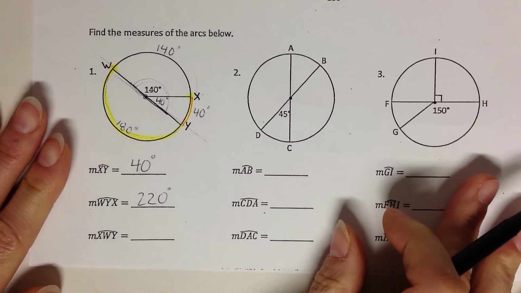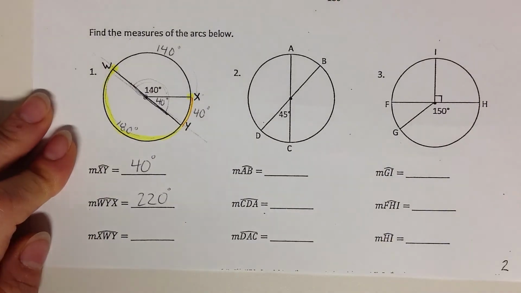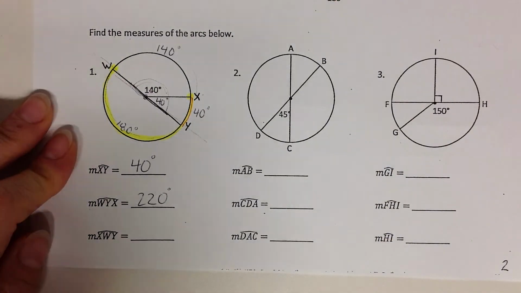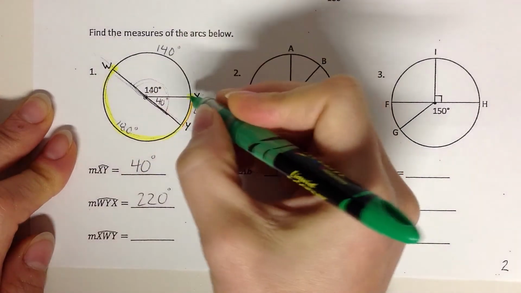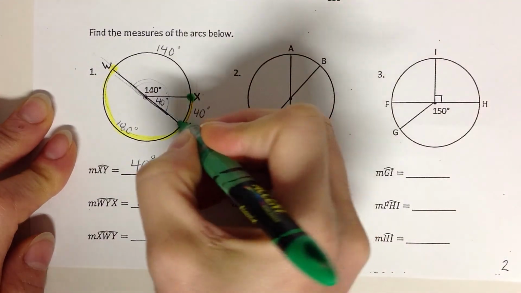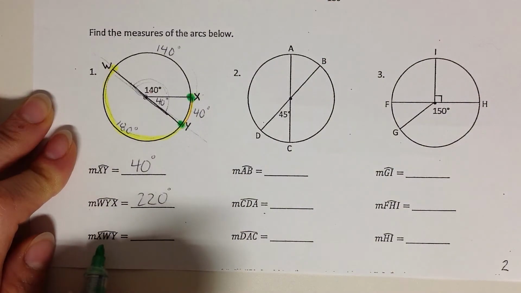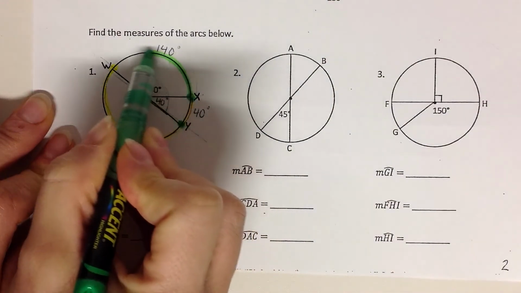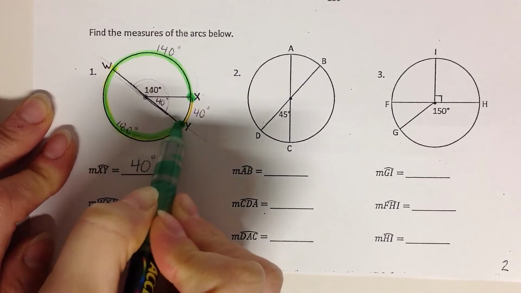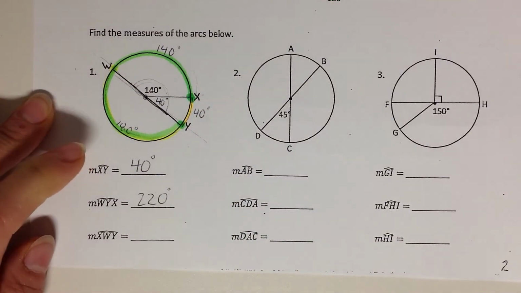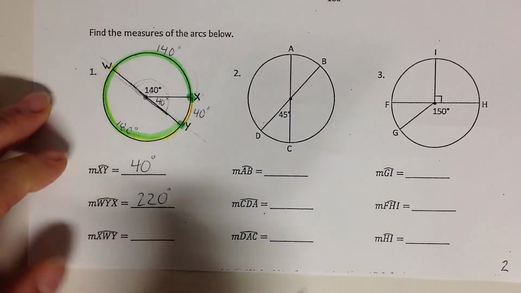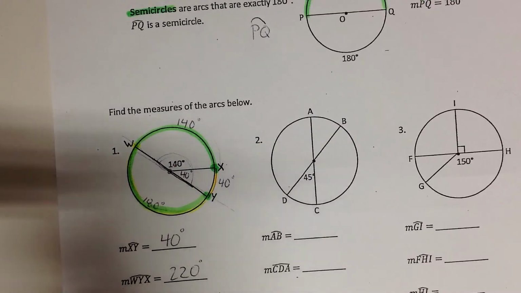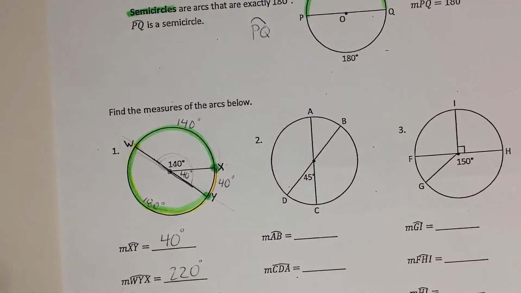Alright, let's do this last one here. The measurement of arc, use green this time. Start at X, end at Y. So start at X, end at Y, and I have to go through W. So the long way here. So again, I've got two ways to do it. I think for most students, the hardest part is looking at the picture and figuring out what the arc is, which one they're naming.